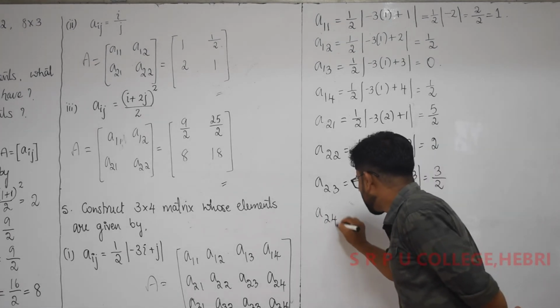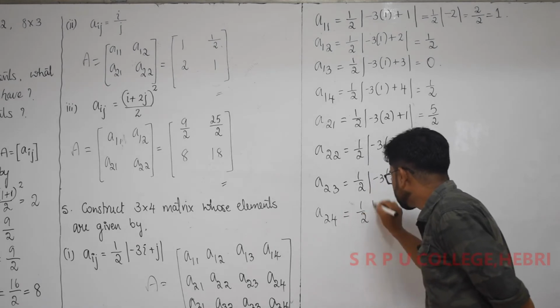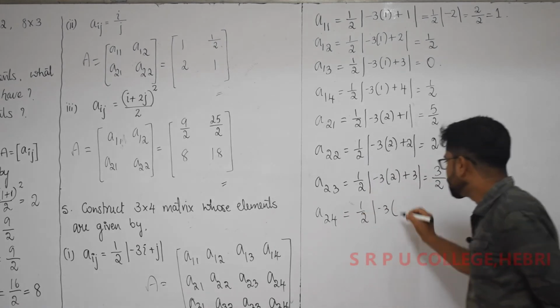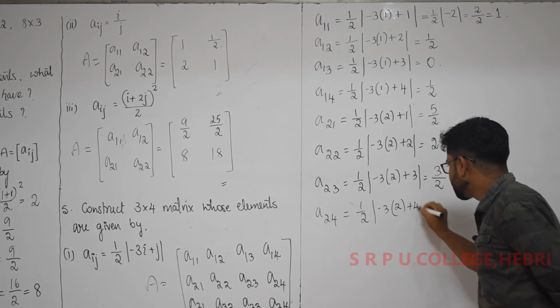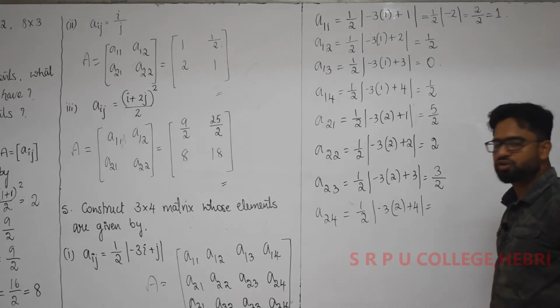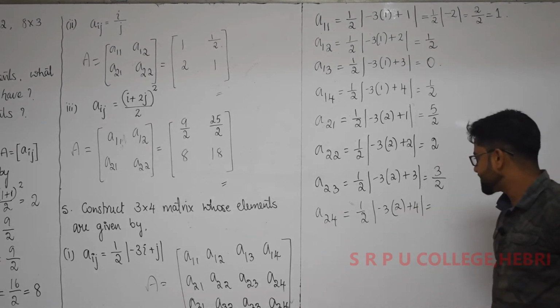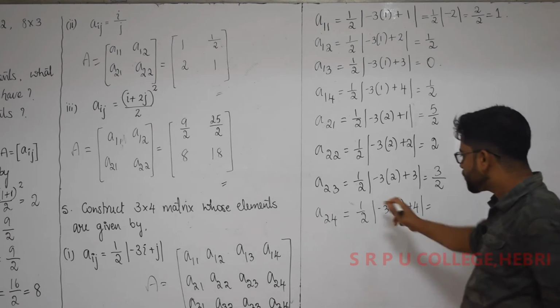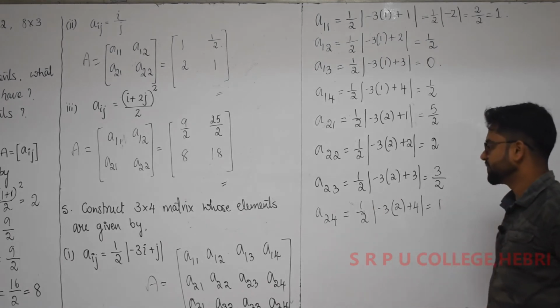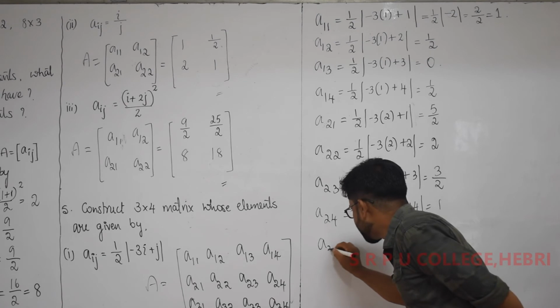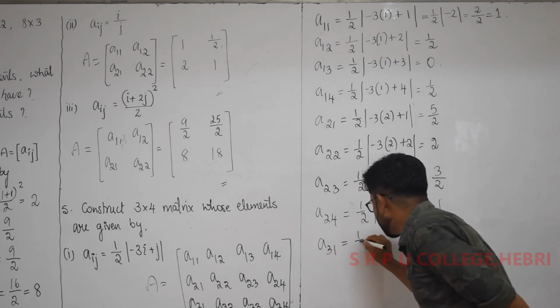A24 last. A24: half into minus 3 into 2 plus 4. Okay. Minus 3 into 2 is minus 6. Minus 6 plus 4 is plus 2. Plus 2 by 2 is 1. Okay. One more row is there.